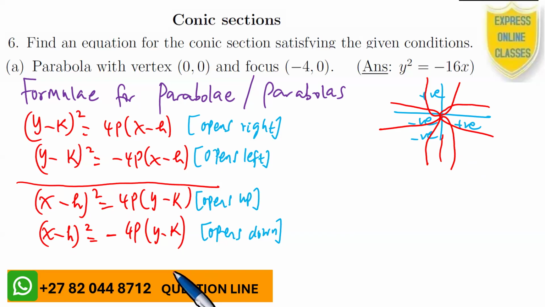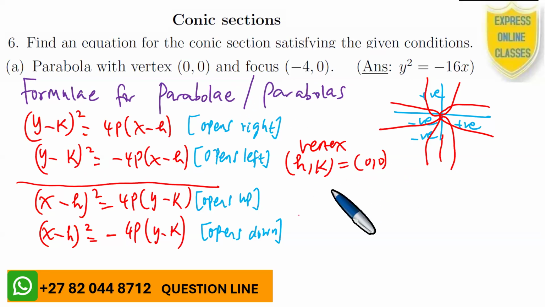Okay. So now we are back to our question. We need to find an equation for the conic section satisfying the given conditions. What are the conditions? We have a parabola with vertex. What does the vertex give? So the vertex gives h, k. H is for x, we already know, and k is for y, we already know. If the vertex is 0, 0, then our h is 0, but also our k is identically 0 there. So we know h and k. We're going to put them into the correct equation here, but we're going to choose the equation that is going to work.